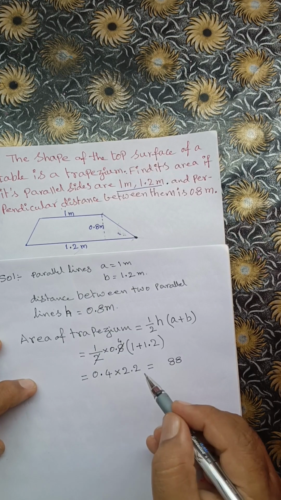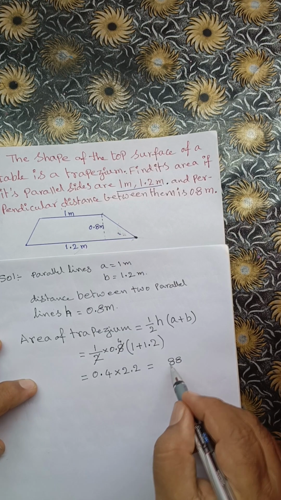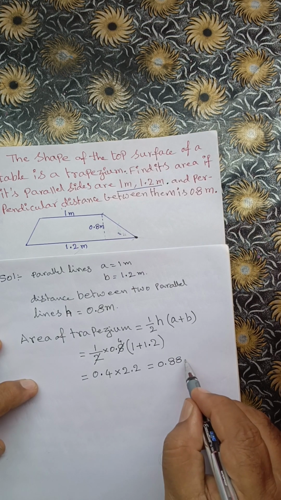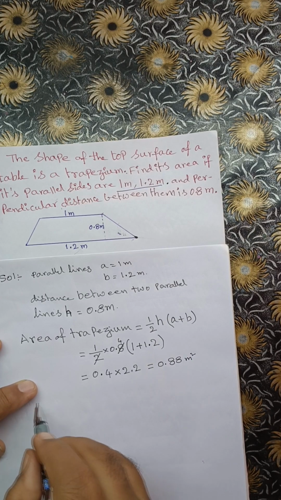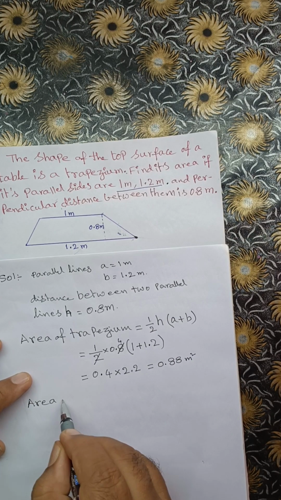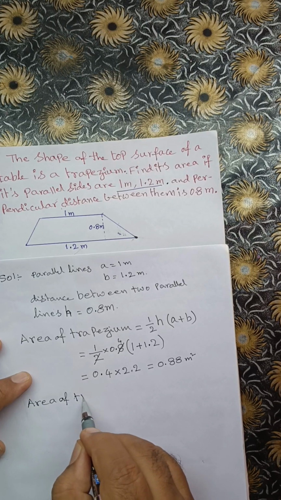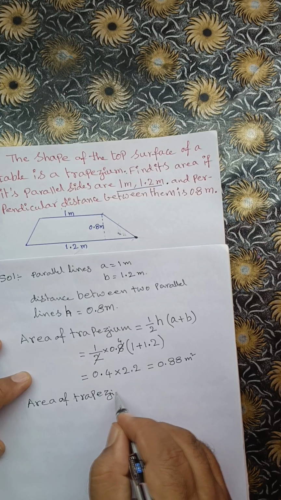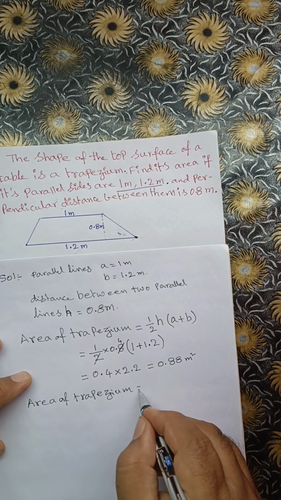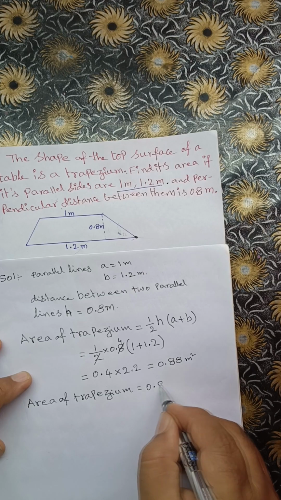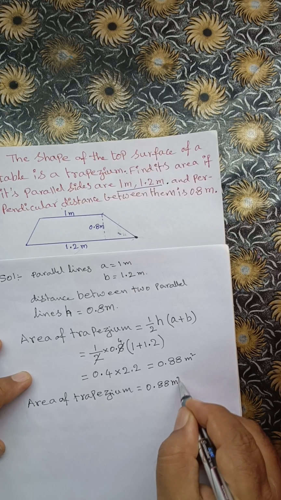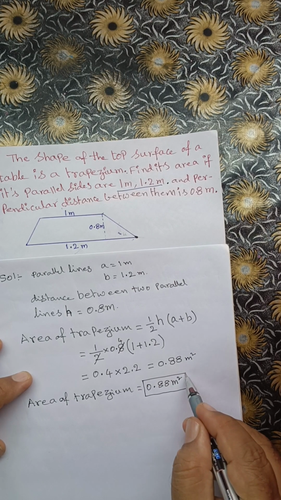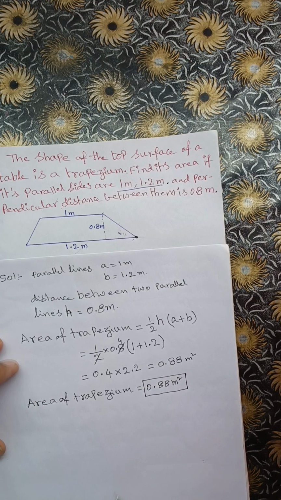Take the point before two digits. So it is meter square. So area of trapezium is equal to 0.88 meter square. This is the answer. First question is over.